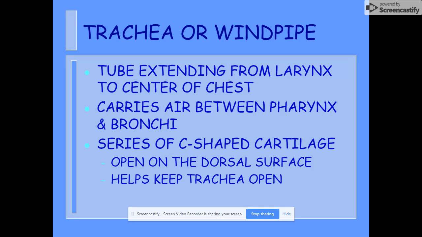Your trachea is also known as your windpipe. It's a tube that extends from the larynx to the center of the chest. It carries air between the pharynx and the bronchi. It consists of a series of C-shaped cartilage, which open on the dorsal surface. Remember, from your body directional terms and planes, dorsal meant towards the back, like a dorsal fin. So the C-shaped cartilage is closed in the front and open in the back.